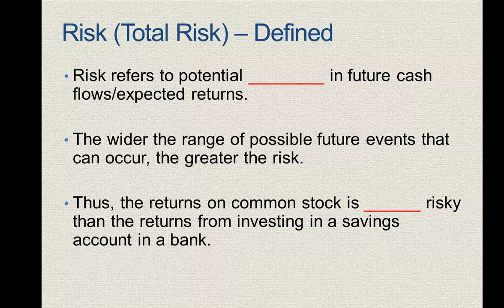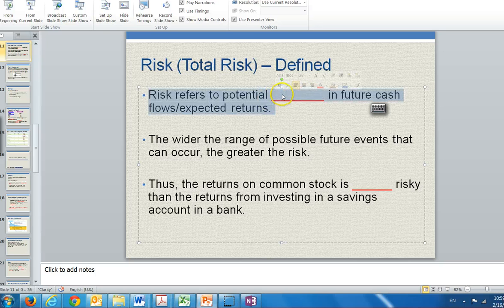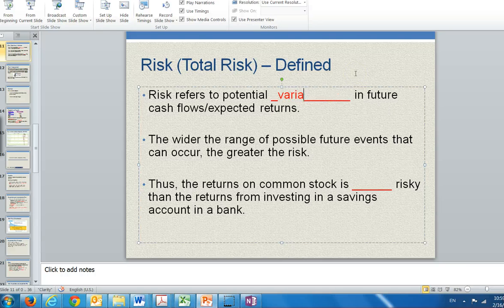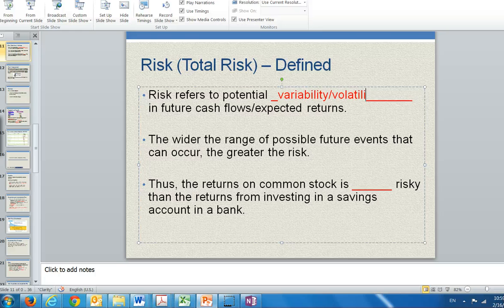So only if under some situations you may lose money, but under some other situations you may gain money, or under any case you lose money, but the magnitude of losing will be different. That also counts as uncertainty. So risk always involves uncertainty. From that regard, how do we fill in the blank here? Risk refers to potential variability or volatility in future cash flows, returns.